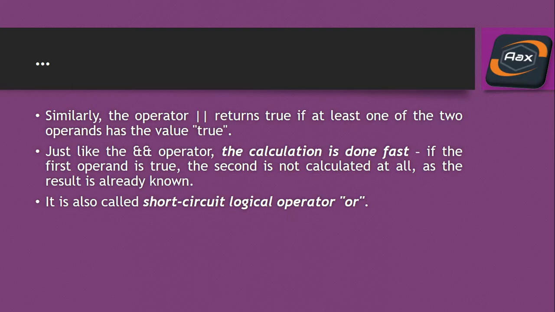Similarly, the logical OR operator works in a similar way. It evaluates the first part. If the first part is true, it returns the result as true. It doesn't lose time in calculating the result of the second part or the second operand. So if either part of the expression is true, then it returns true as a result. That's why it's called short circuit logical operator OR.